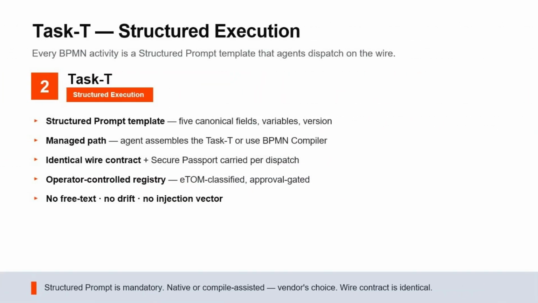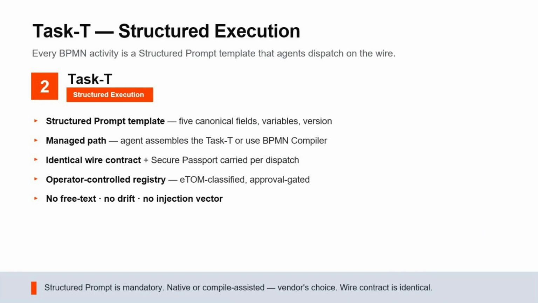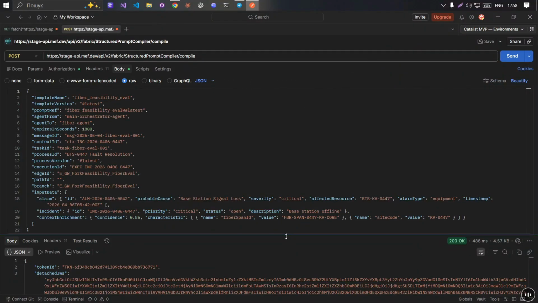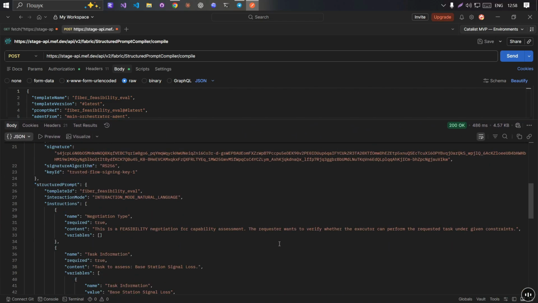Every activity in the process has a structured prompt template: task description, task type, target object, constraints, and expected output. A structured prompt is a template with variables. Let's see how it is filled.